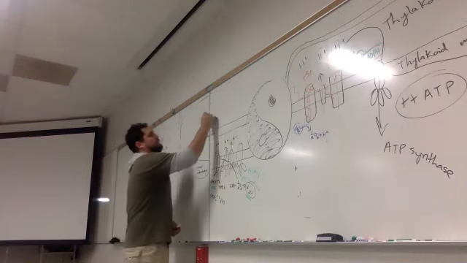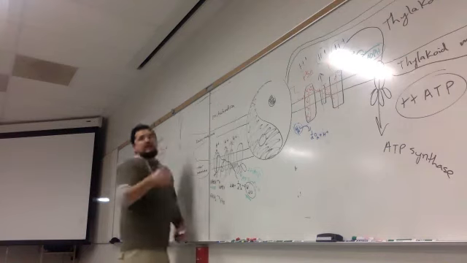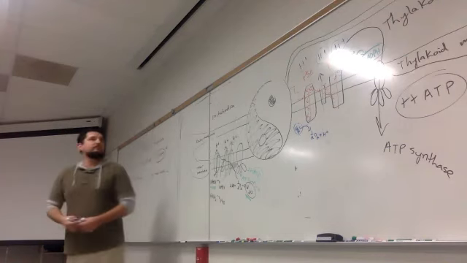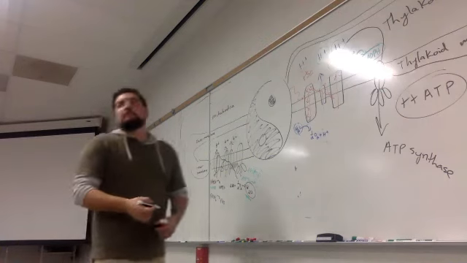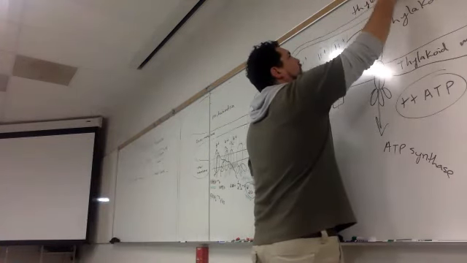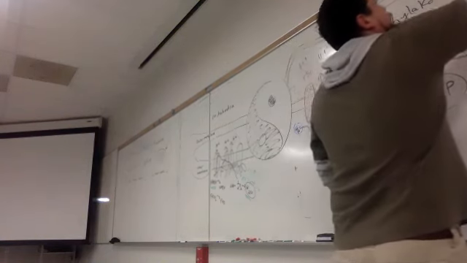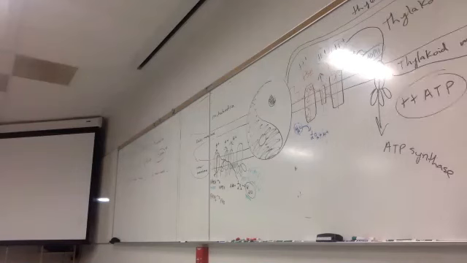Is the thylakoid in the chloroplast? Yes. So the thylakoids are within the chloroplast. This is the thylakoid, in the chloroplast. Does the stroma have any effect on photosynthesis? Oh, it's for the Calvin cycle, right? But this is just the light.